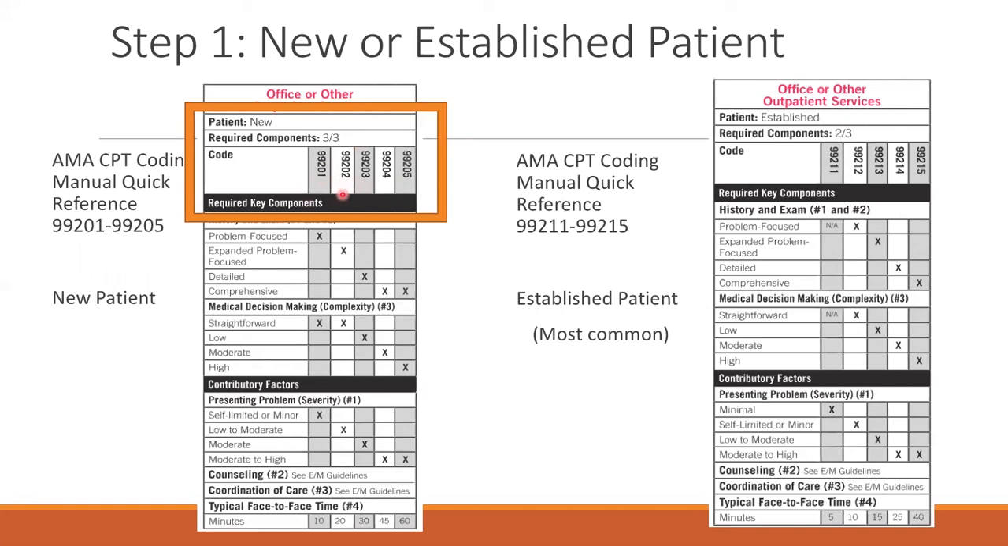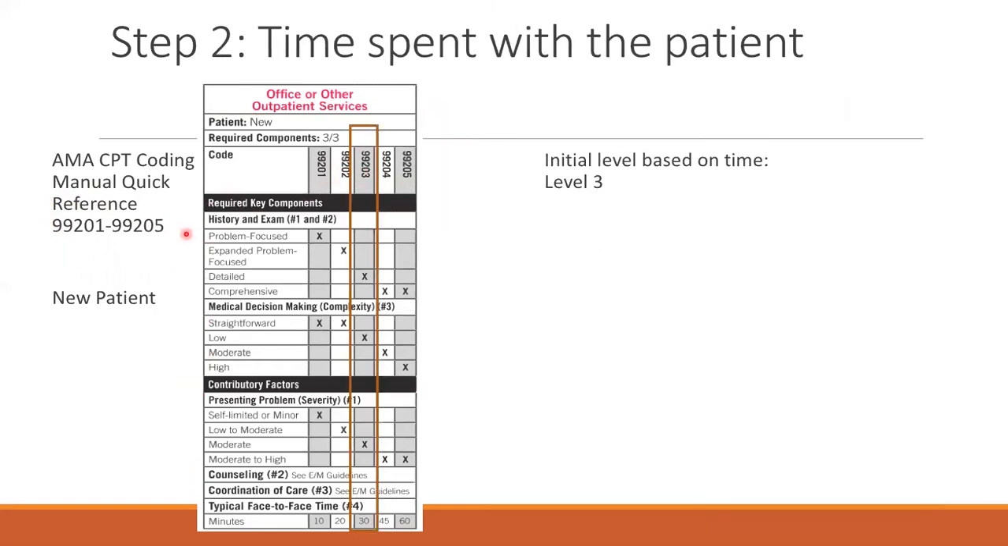So we know that we need to have 3 out of the 3 core components required, and they all must align or the lowest one selected in order for us to choose the correct CPT code. So now we know we spent 30 minutes with a patient. So we're looking at this could potentially be a 99203, based on time. So let's go back and see if our documentation supports that.